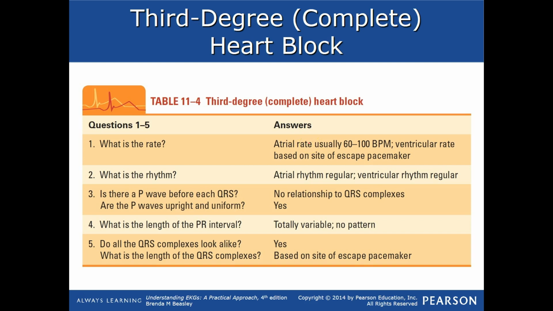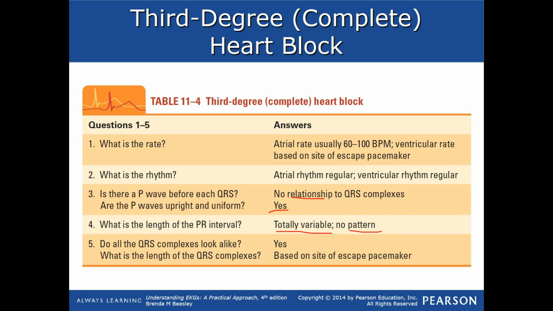So third degree atrial rate, usually 60 to 100, pretty normal, right? But the ventricular rate, that's based on the site of the escape pacemaker. So anywhere from 20 to 40, maybe even up to 50 or 60. But what is the rhythm? Atrial rhythm is regular. Ventricular rhythm is regular. Just happens to be that those guys aren't talking to each other. So, before where we talked about that irritability, kind of like that, except everybody's so irritable, they're not even talking to each other. So the P wave has no relationship to the QRS. Of course, you do have your P waves, but the PR interval is totally variable, no pattern.